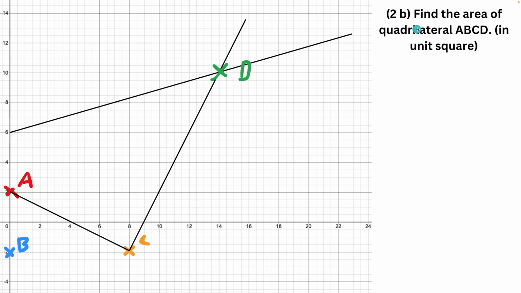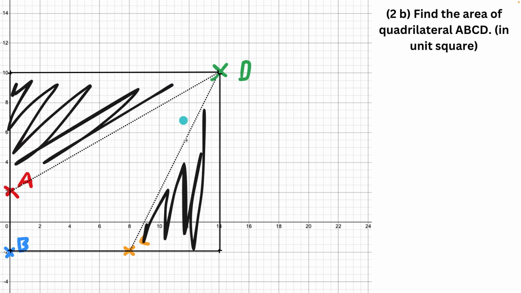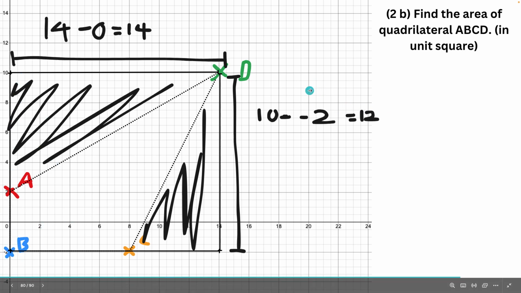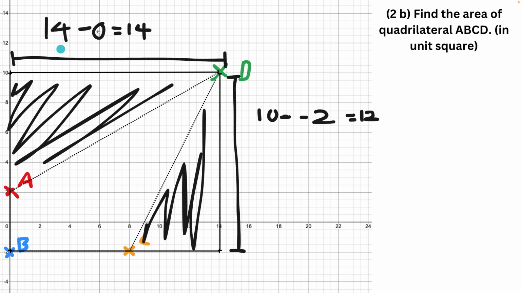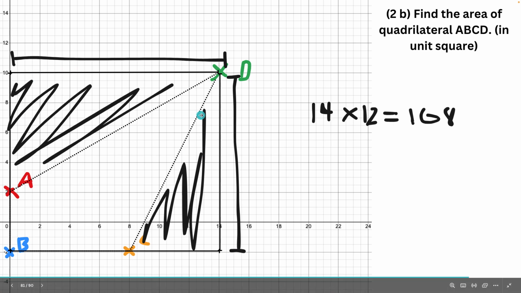2b, find the area of quadrilateral ABCD in square units. So this is the quadrilateral area we want to find. My solution is we find the area of this rectangle and we subtract the shaded triangles. So we find this. 10 minus negative 2 equals 12. 14 minus 0 equals 14. 14 times 12 equals 168. So the area of this rectangle is 168.